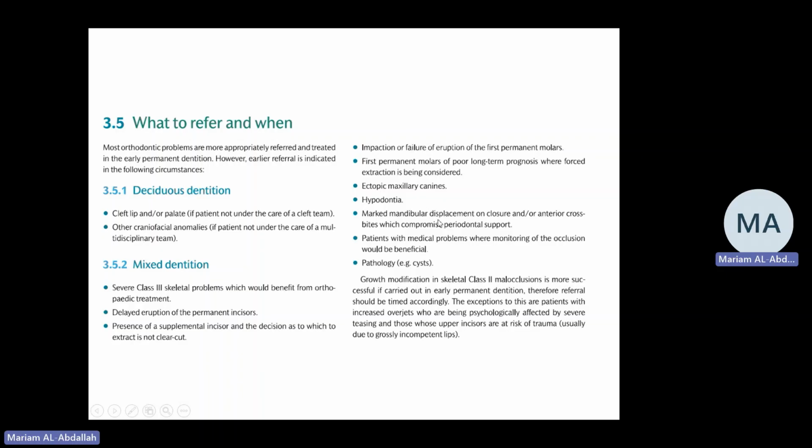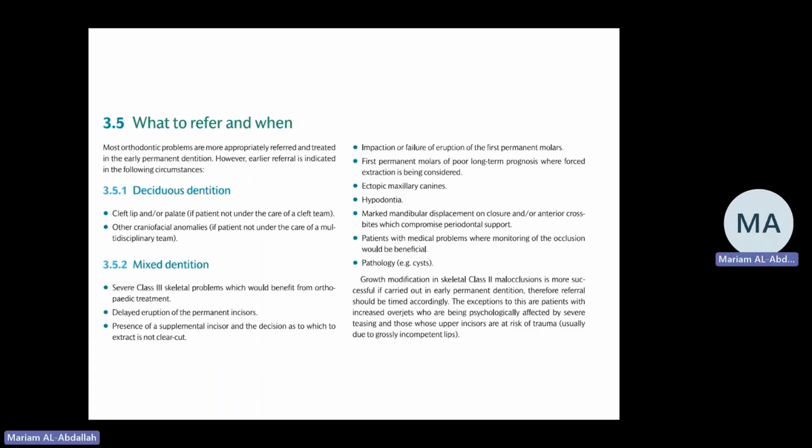Hypodontia, marked mandibular displacement on closure due to anterior crossbite or posterior crossbite with mandibular displacement has to be treated as soon as being diagnosed, as early as possible. Patients with medical problems where monitoring of their occlusion would be beneficial, and pathology like cyst. Okay, so these cases were already explained in detail during our previous lectures and this lecture as well.